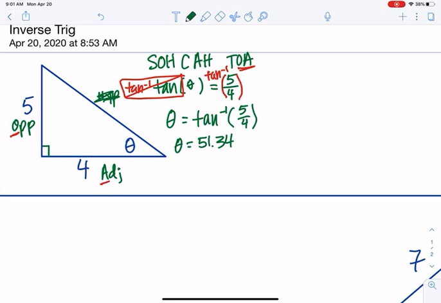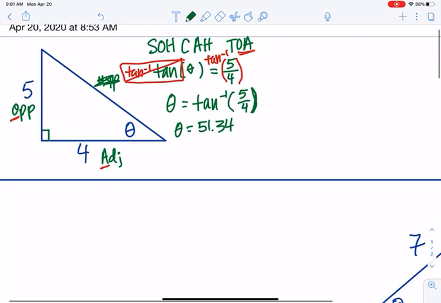If you're using a regular calculator, you'll see that the inverse tan button is right above the tan button. So you'll just have to put second tan and then type in the 5/4. Don't forget to close the parenthesis. All right, that is the first problem. So problem number 2.